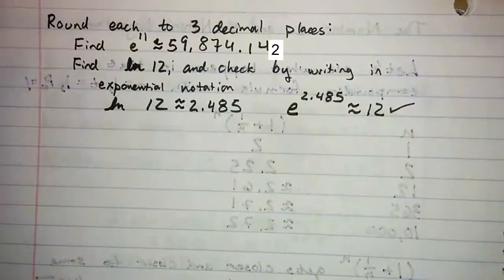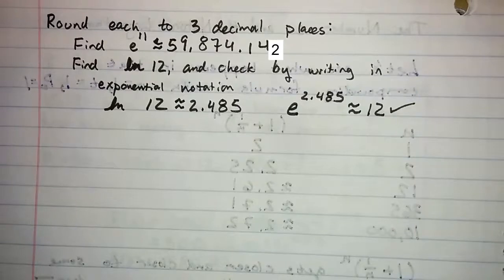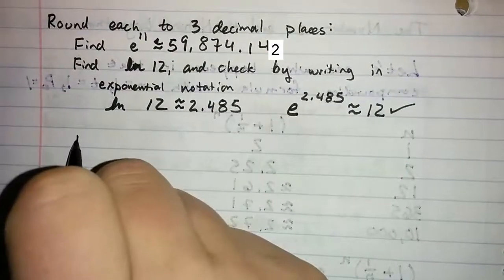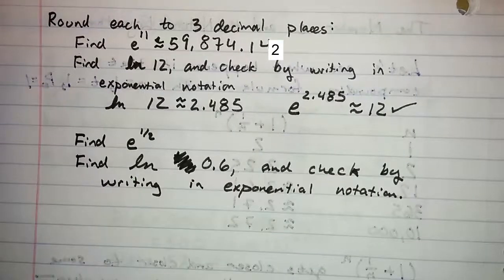I'm going to give you a couple of these to try just to practice using your calculator. Again, round all your answers to 3 decimal places. So find e to the 1/2, then find the natural log of 0.6, and check by writing in exponential notation. Pause the video and try this now.